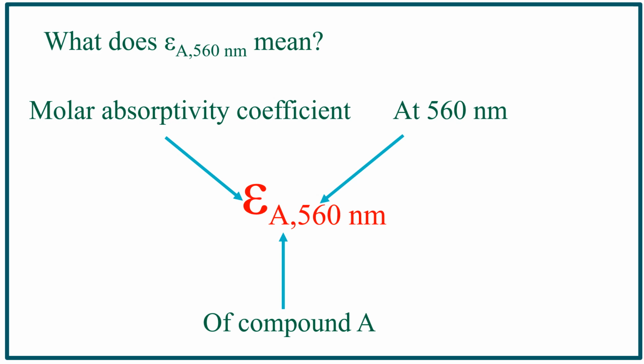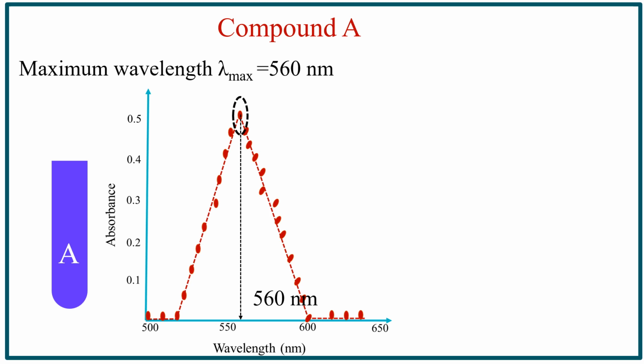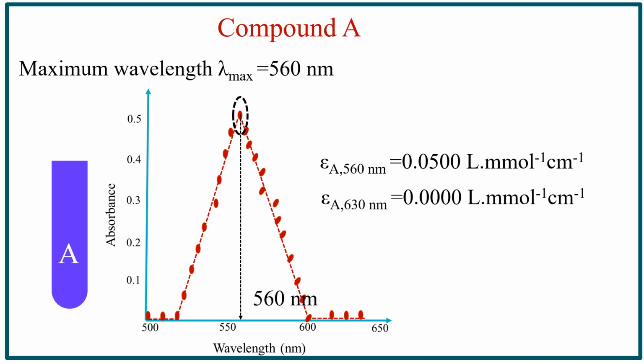Suppose the epsilon A at 560 nanometer of compound A, calculated using Beer-Lambert's law, is 0.0500 liter millimole raised to minus 1 centimeter raised to minus 1. And this compound A has no absorption after 600 nanometer. So we can calculate epsilon A at 630 nanometer, and definitely it will be 0.